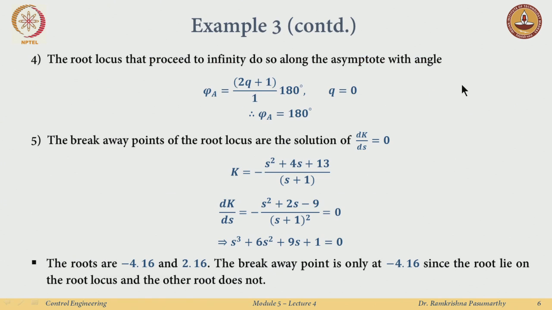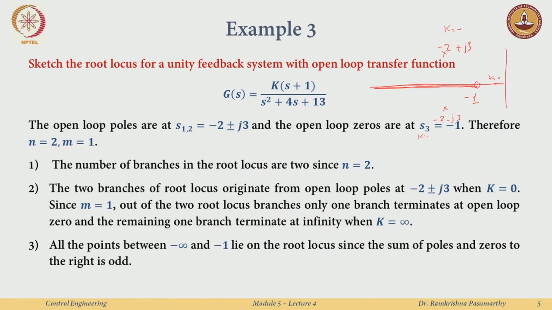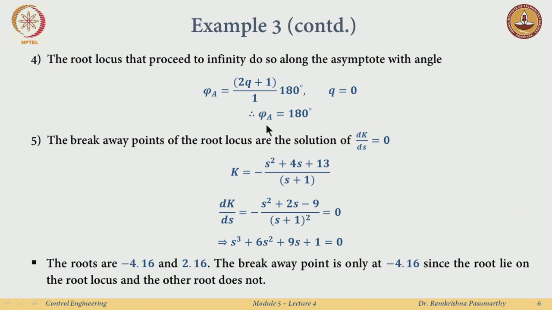Again, I do all the basic computations. There is one branch which goes to infinity. What is the angle at which that branch goes to infinity? Well, that angle is 180 degrees. It is very straightforward to compute. n minus m is 1, so this phi will be 180.